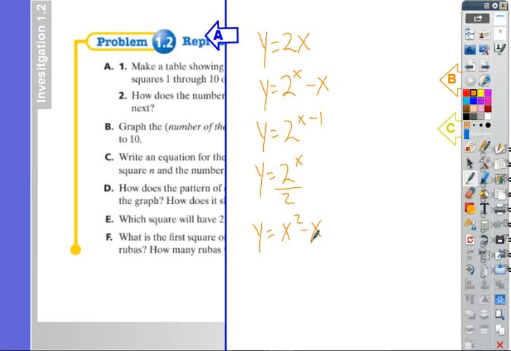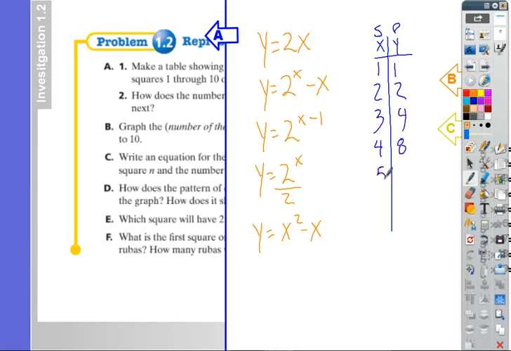We don't know if any of them are correct or not, although I suspect some of you know you're correct. And let's just make the table really quickly. Oh, I guess in this case we have the square number and the pennies. So at square 1 we had 1. Square 2 we had 2. Square 3, 4. Square 4, 8. Square 5, 16. Square 6, 32. Okay, I'm going to stop there.